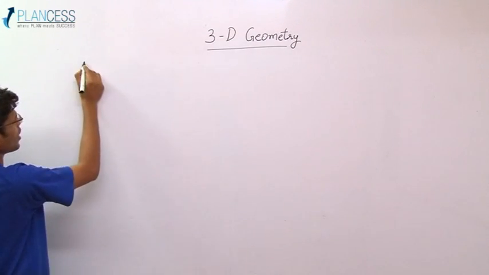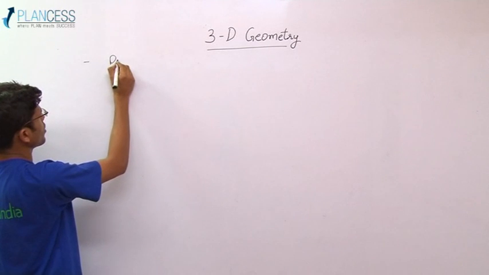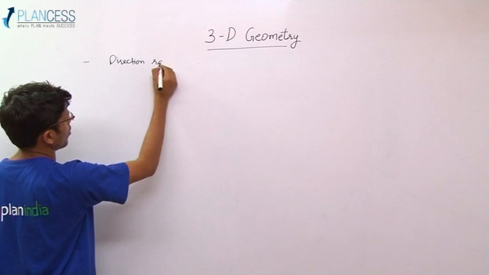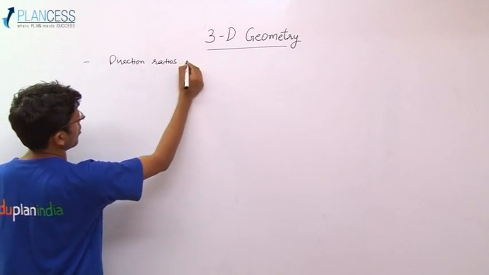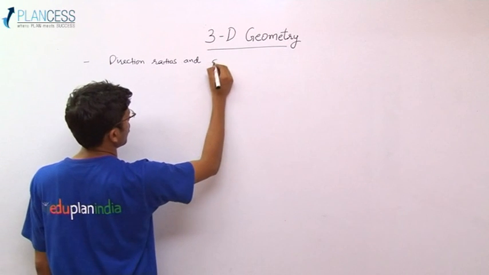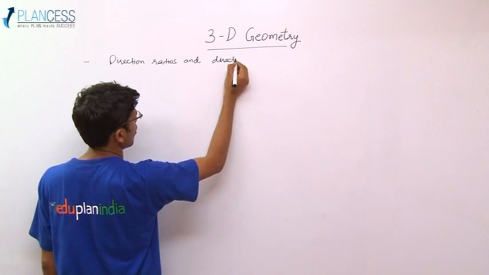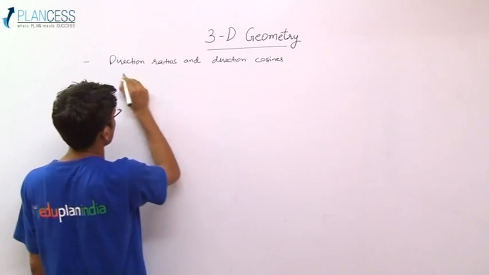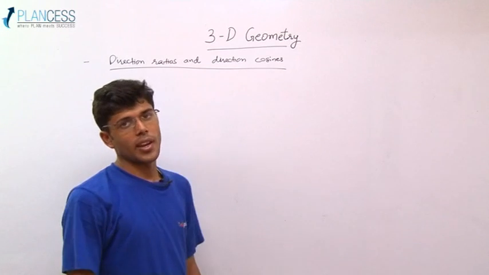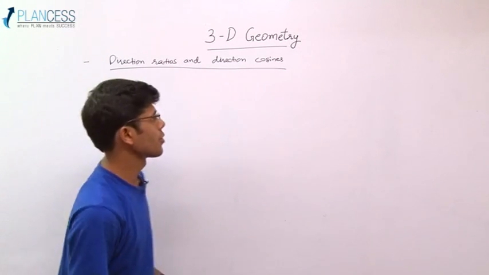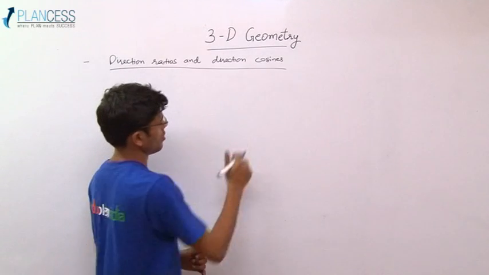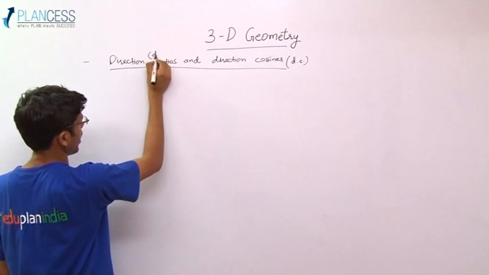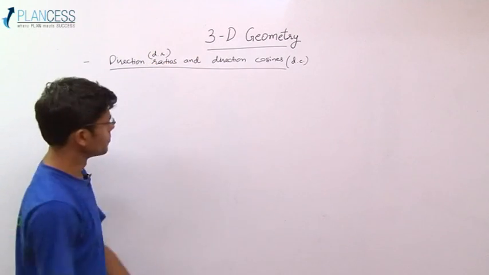Okay, so let's now start with something new, say direction. Direction ratios and direction cosines. First of all, I'll start with direction cosines. I'll use short forms: DC to represent direction cosines and DR to represent direction ratios.